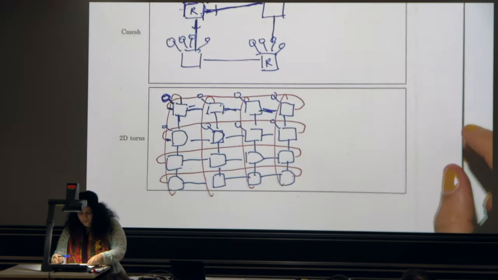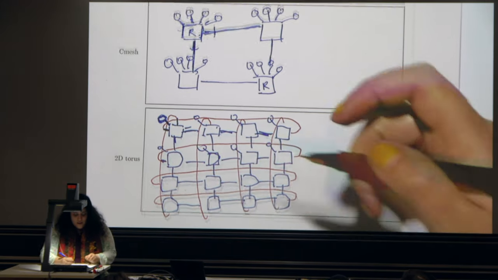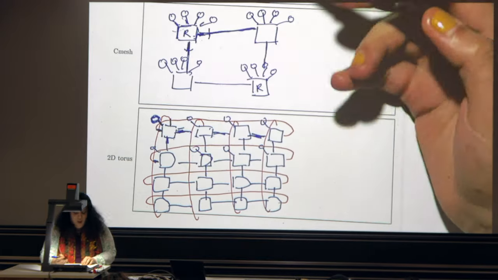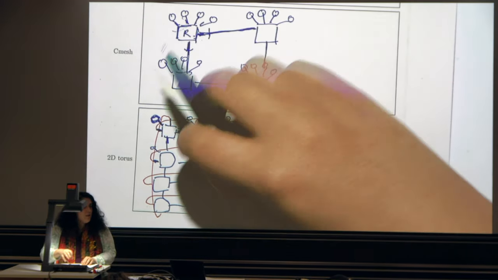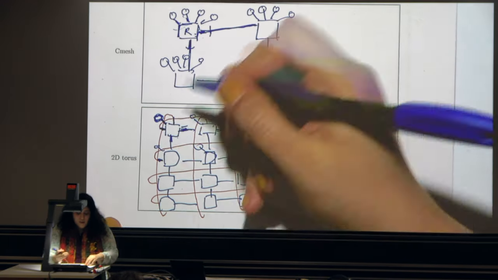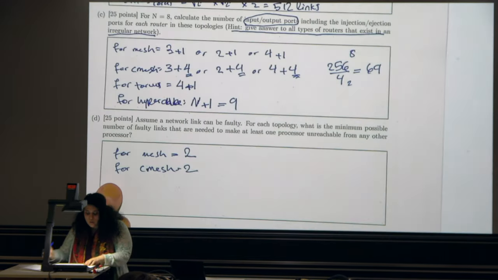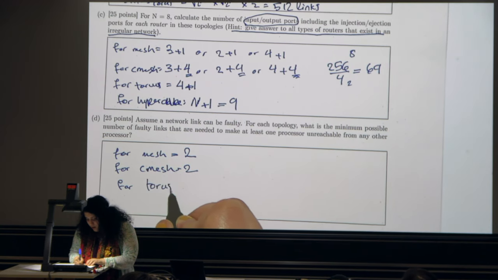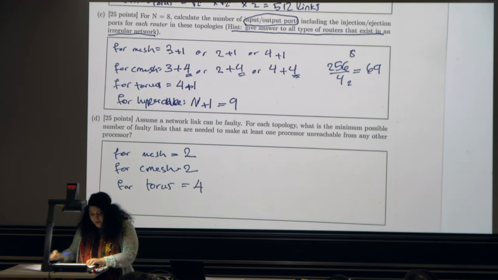Let's look here. So torus, if you remember, we discussed that it doesn't have the irregular structure that the mesh has. So all the nodes are like the middle nodes, basically. So all of them are accessible by 5 links. So in order to isolate them, we need to remove all the 4 links.